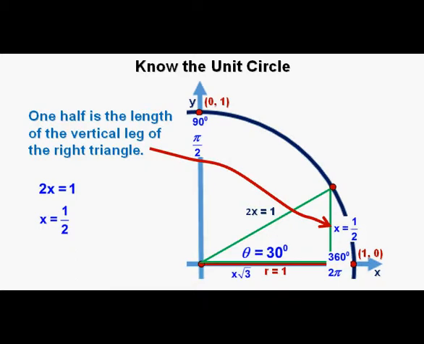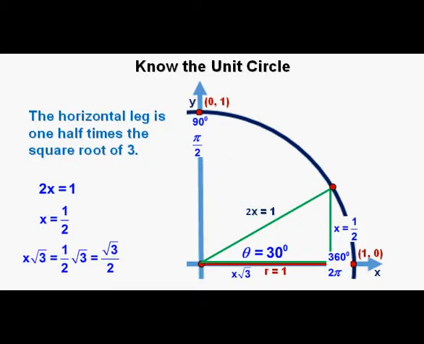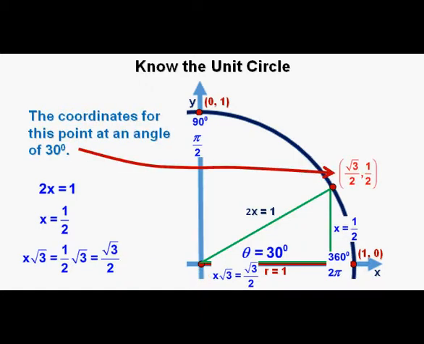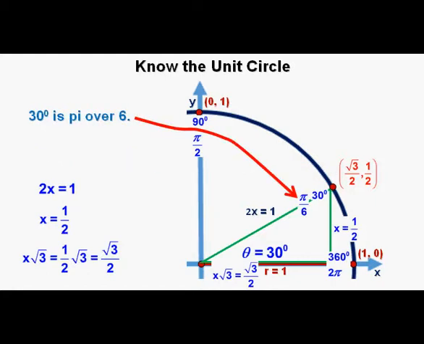And for the horizontal leg, since x equals 1/2, x square root of 3 equals 1/2 times the square root of 3, which simplifies to the square root of 3 over 2. And accordingly we can label the horizontal leg of the triangle as square root of 3 over 2. So now we can give the coordinates of this point, which are square root of 3 over 2, comma 1/2. And converting to radians, we label the angle as pi over 6.